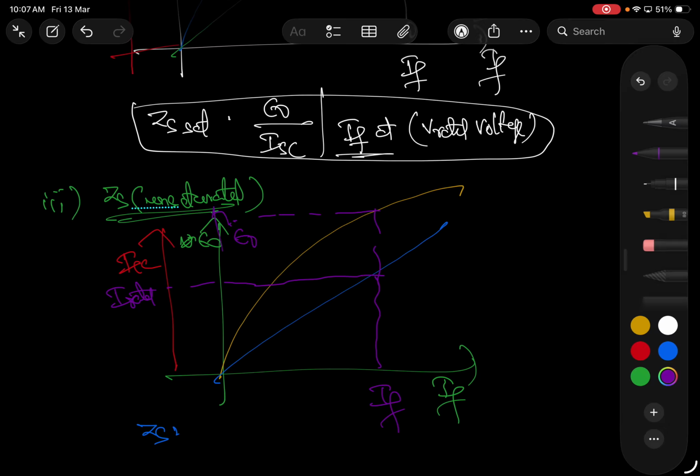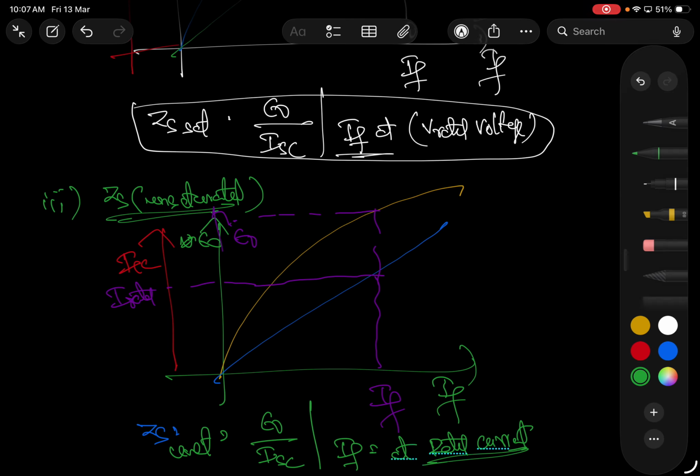So ZS unsaturated equals E naught by ISC under IF. What is the value? How am I taking IF here? IF at rated current. IF equals the rated current. This rated current is obviously existing in the unsaturated region here. That's why whatever ZS I am getting here is ZS unsaturated.